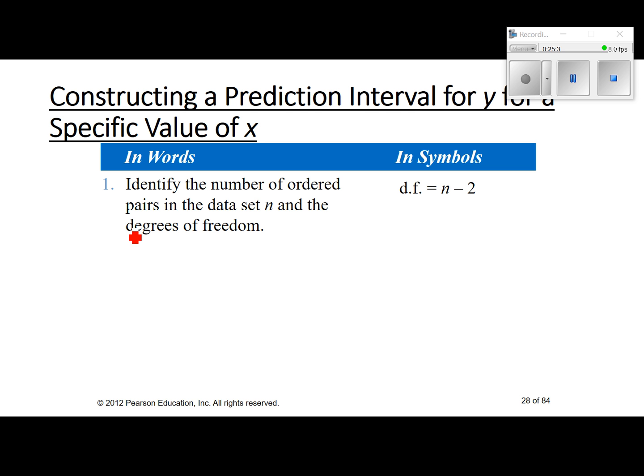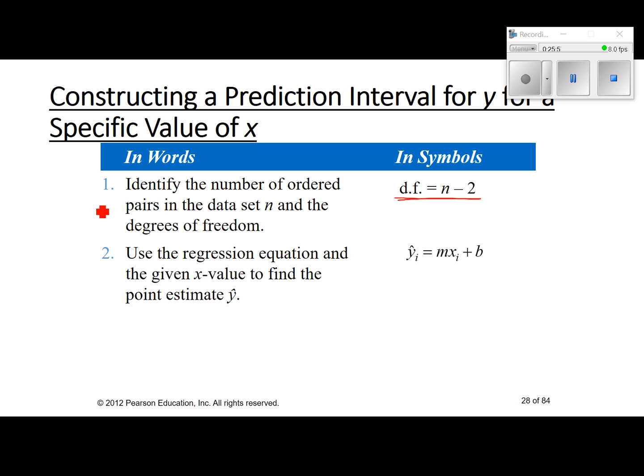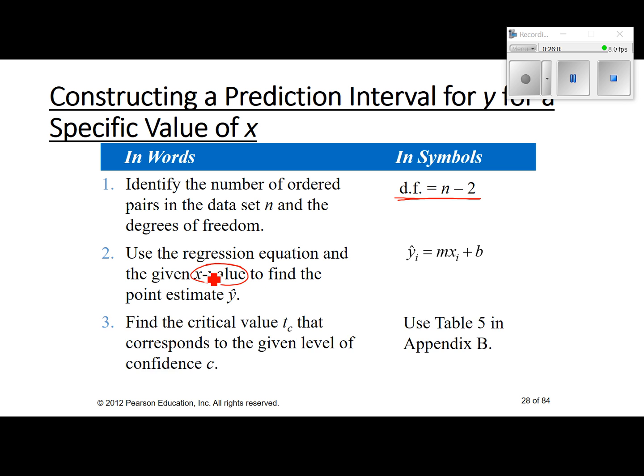So first thing, and these are just a description of what we're going to do to construct a prediction interval. Identify the number of ordered pairs and find your degrees of freedom. That's what I just got done saying. So find your degrees of freedom, n minus 2. Use the regression equation and the given x value. So this is the x value that you picked. You wanted to predict everything from for x equals 2 or x equals whatever, and you're going to plug it into here for x, and you're going to figure out what your y hat is.